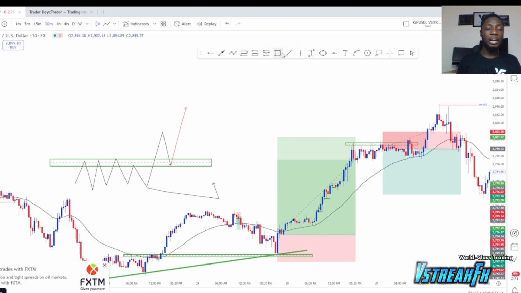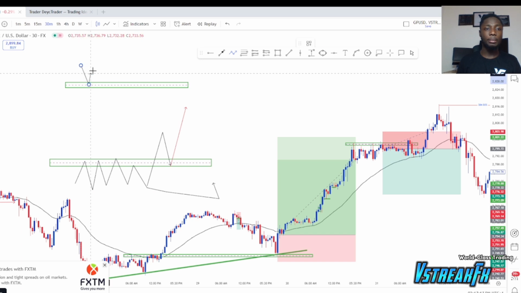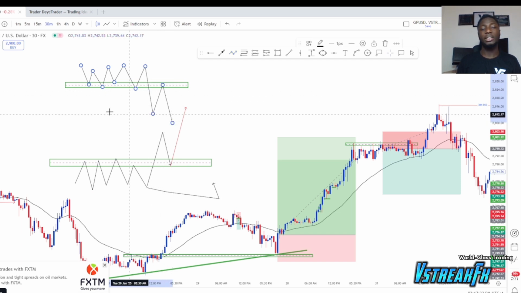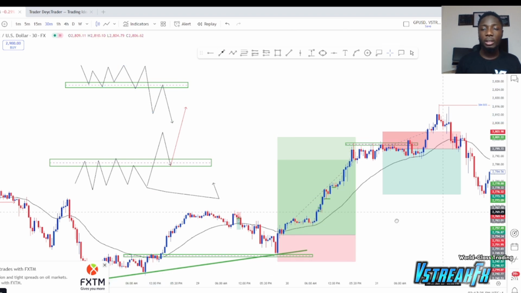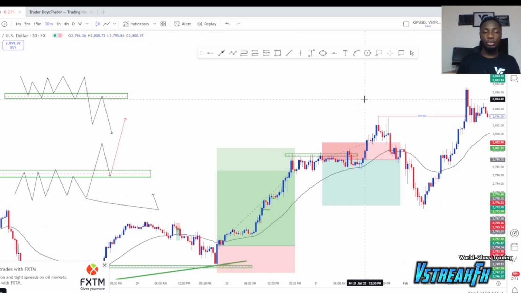And anytime we have a level of support that has been holding for a long time, we can also use it to take our sells after it's been broken. So a level of support can easily turn into resistance, and a level of resistance can easily turn into support. So let's move on to market structure.